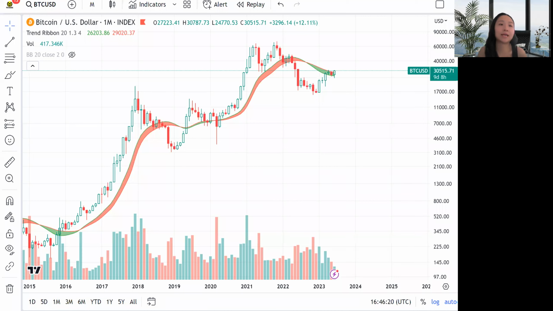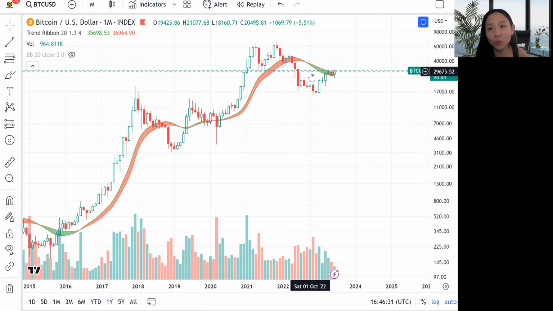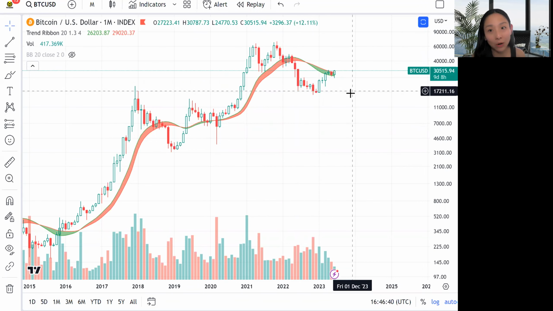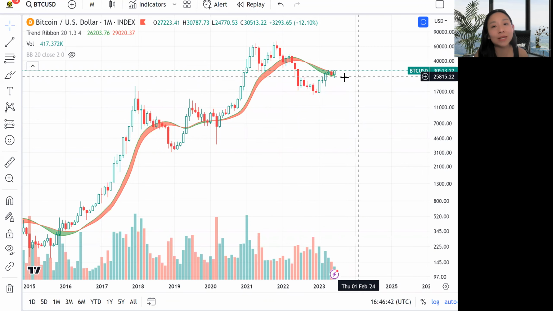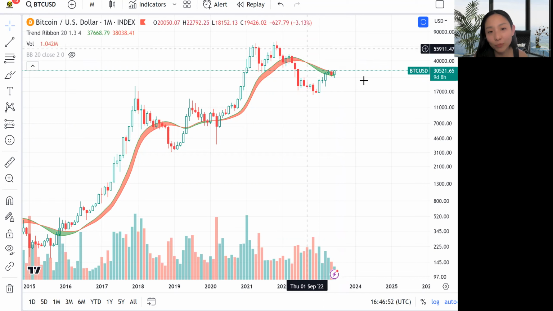The next chart I'm going to look at is Bitcoin USD, and I want you to look at the trend ribbon. In one of my classes, I teach one of the strategies on how to buy with this. The red is our bull market, and the green is our bear market. We are still in the green zone, but remember this is a monthly chart, so this candle has not closed yet. Let's see if it will close above this green ribbon.